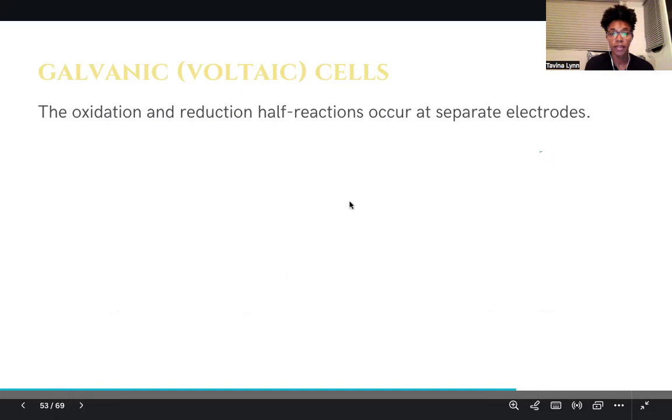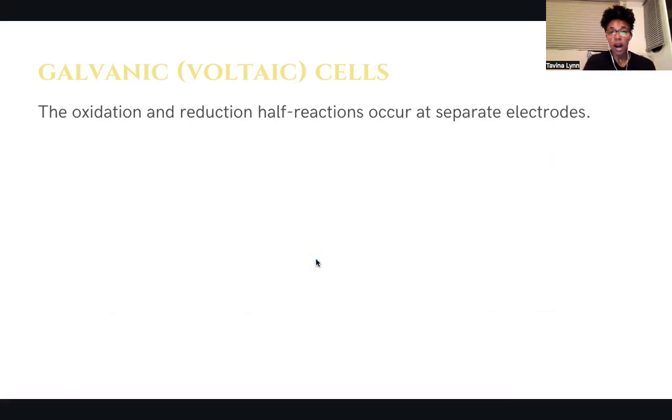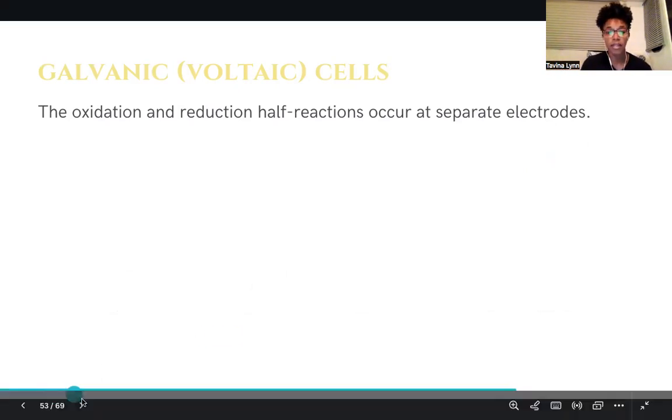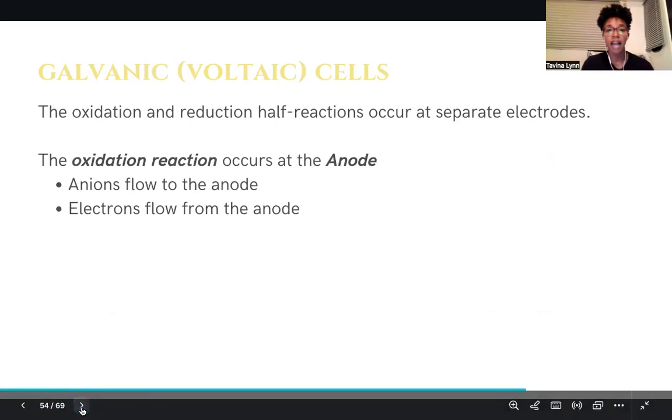All right, some other things, which I've already said. The oxidation and reduction half reactions are happening at separate electrodes. The oxidation reaction occurs at the anode. And so we have anions that flow to the anode and electrons that flow from the anode. I know I'm throwing a lot of terms at you, but I just want to go through this and name the terms, and then we'll look at an example.